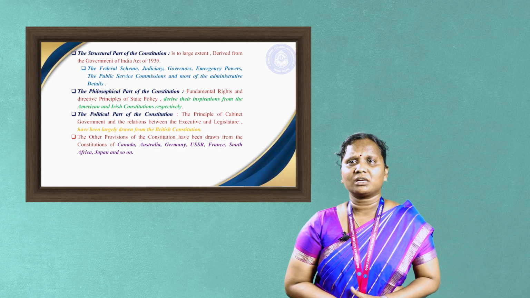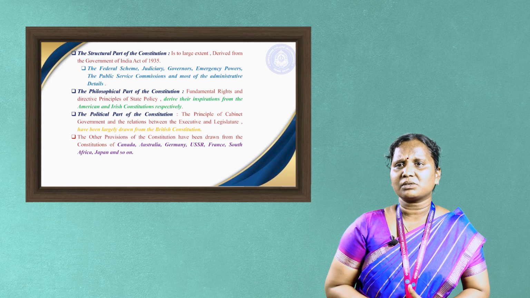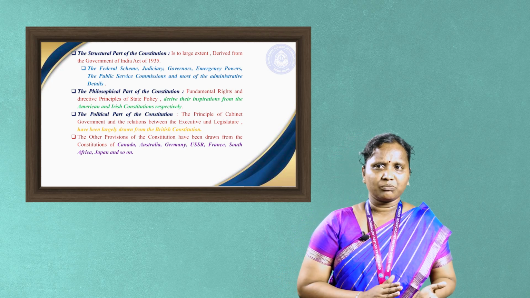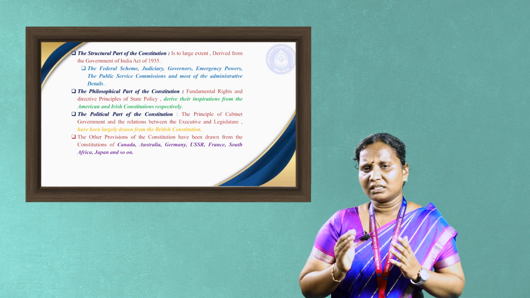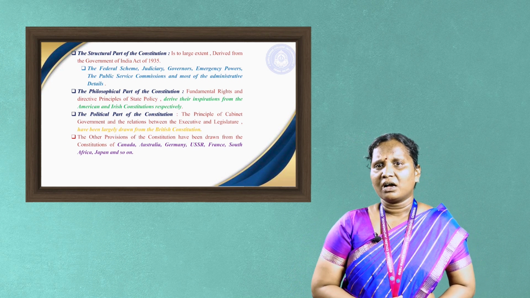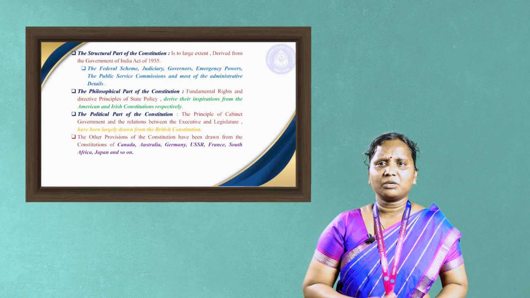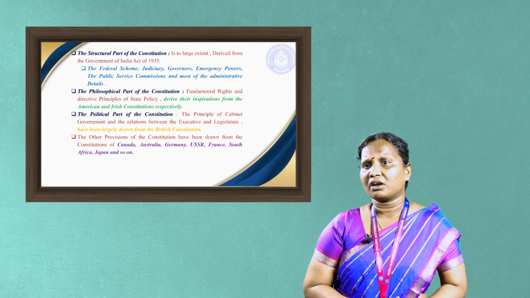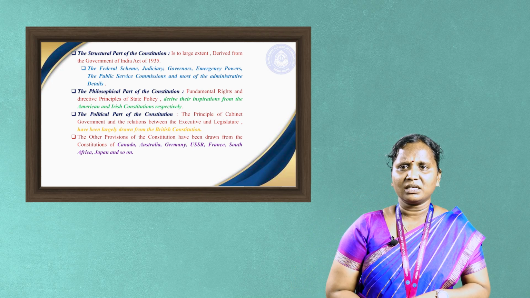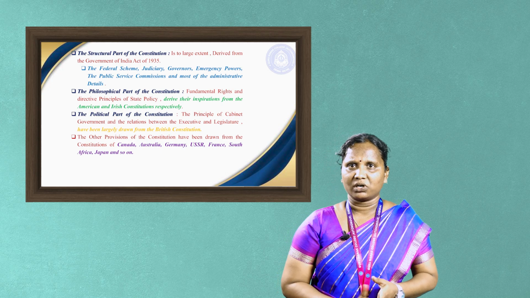Next, the political part of the Constitution, which means the relationship between the executive and the legislature. This type of provision is directly drawn from the British Constitution. Apart from the structural, philosophical and political parts, the other provisions of the Constitution have been drawn from the constitutions of Canada, Australia, Germany, erstwhile USSR, France, South Africa, Japan and so on.